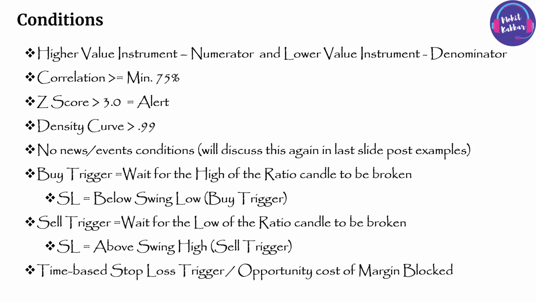Meaning if the trade you've taken has not worked out for 25 days, 30 days, your margin is blocked, and there is the opportunity cost of money. You're losing, there is another better opportunity, so you come out of the trade, whatever the P&L of it. So there is one time-based stop loss as well. Okay, now moving on to the next slide.